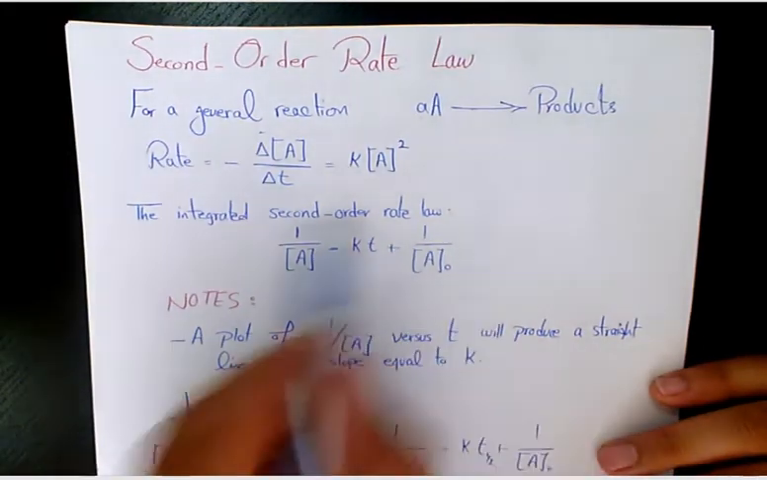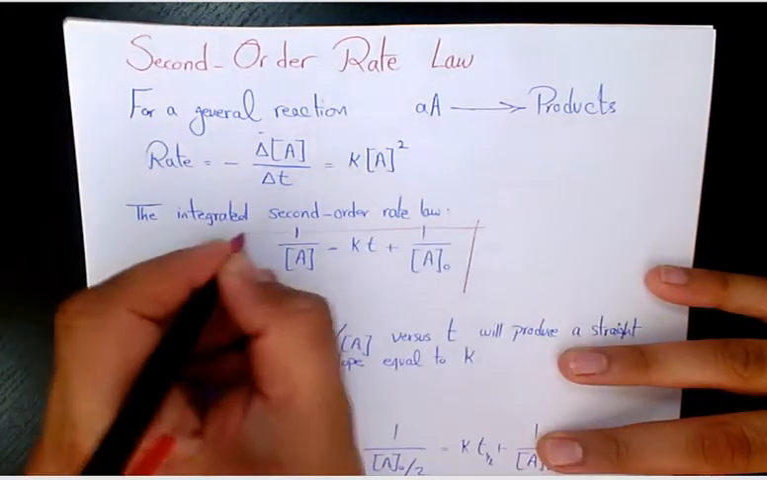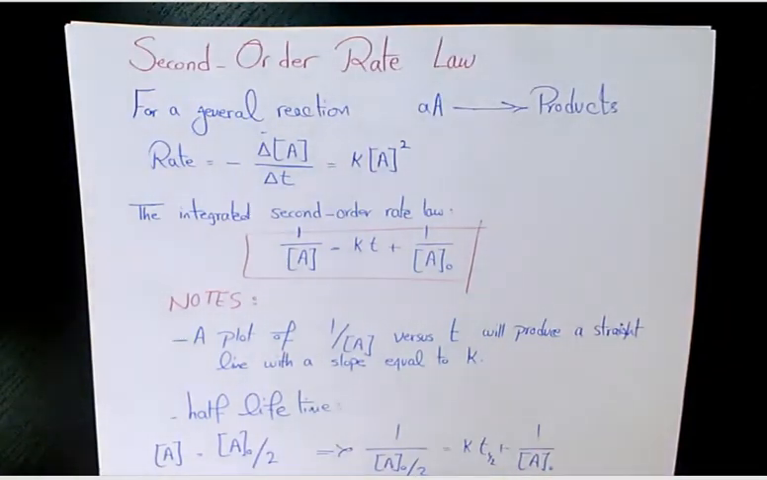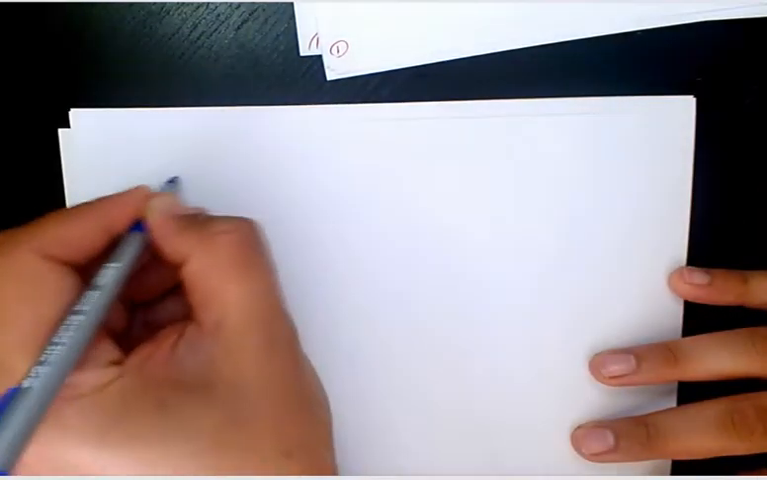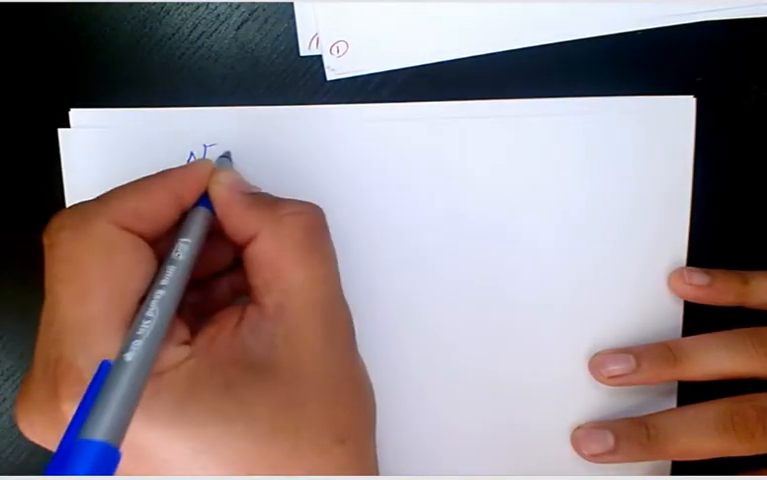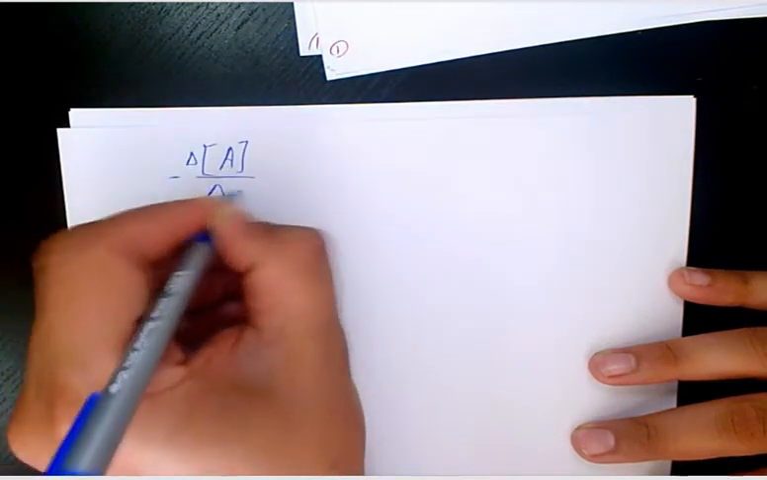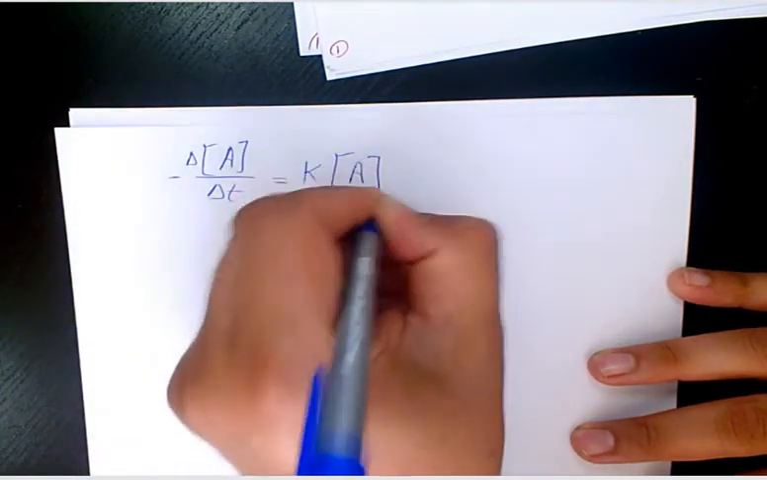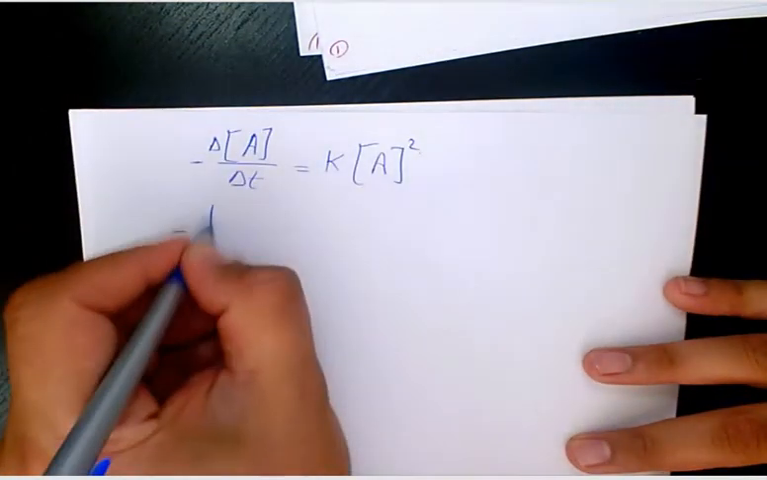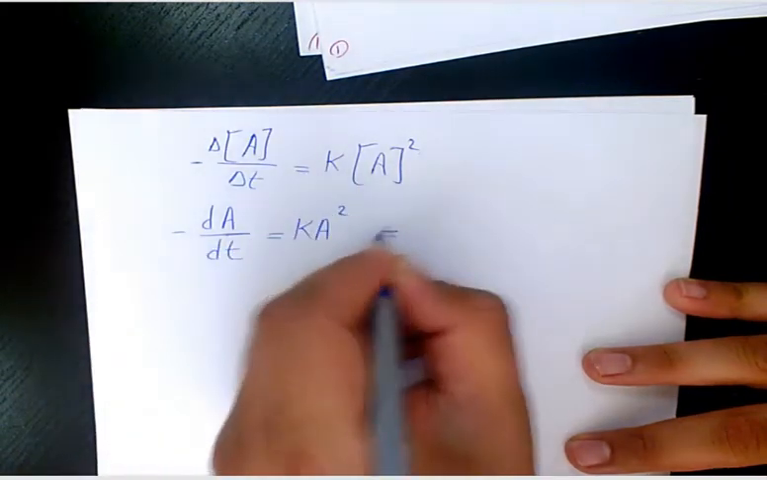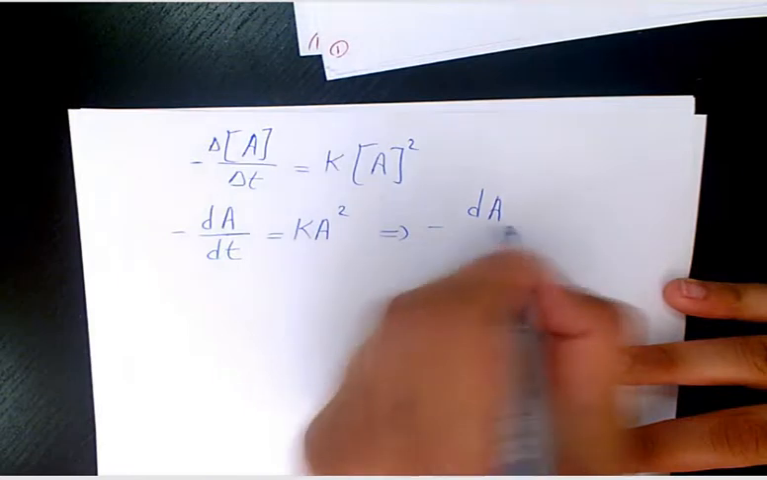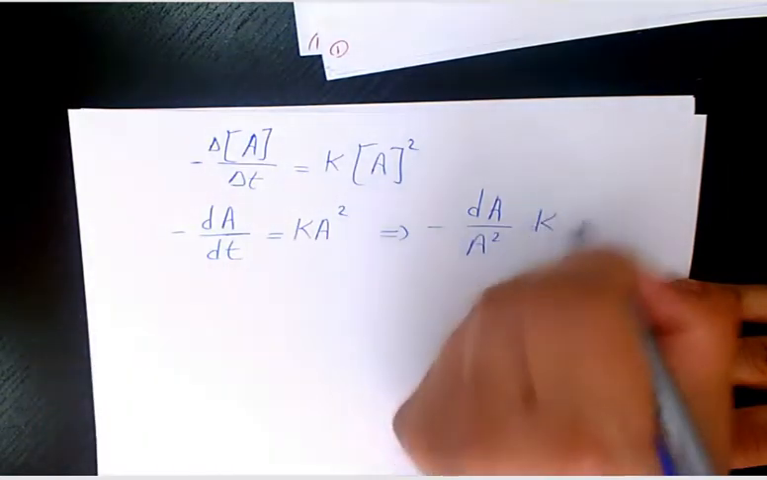How do we end up having this equation? I'm going to write it for you right now on a piece of paper. We need to integrate it. It says negative delta A over delta t equals k A to the power of 2. If you want to write it in differential form, negative dA over dt equals k A squared. Then I bring A squared over here and move dt over there.